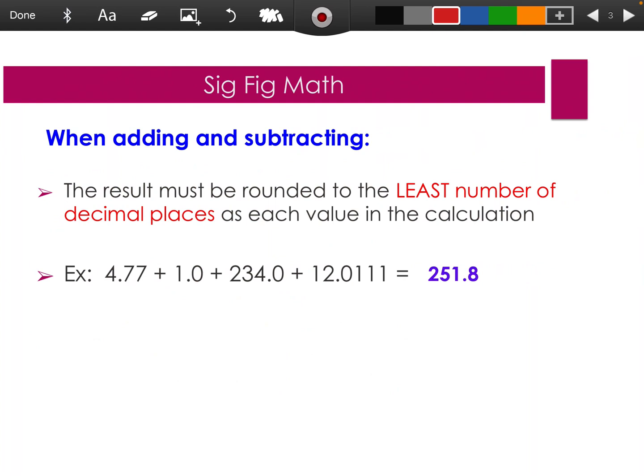All right, here are your rules for when we do sig fig math. When you add and subtract, the result must be rounded to the least number of decimal places of any value in the calculation. So when you add and subtract, you round your answer to the fewest number of decimal places. If you had this example, 4.77, now you have to be careful because now we're looking at decimal places, not sig figs. This number has 2 decimal places.